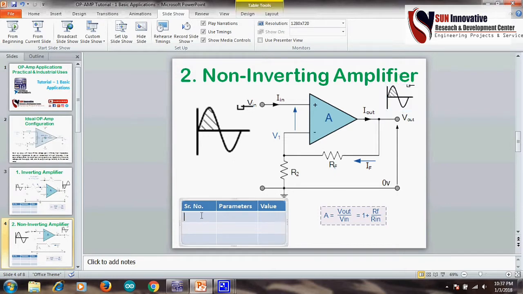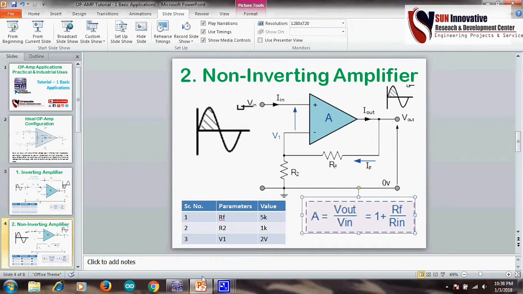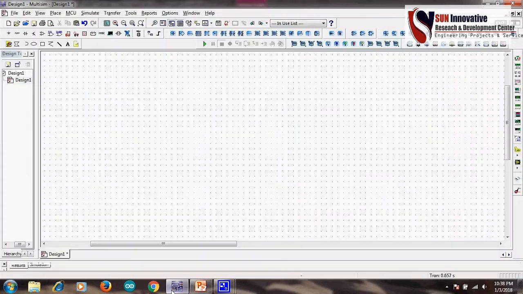So now one by one you can take the parameters. Let's say I will select RF feedback resistance as 5 kilo ohm, second the R2 resistance I will select as 1 kilo ohm, and third the input voltage I will take as 2 volts RMS. Now according to the equation, this will give the output voltage. Now let us verify this circuit, the non-inverting amplifier.